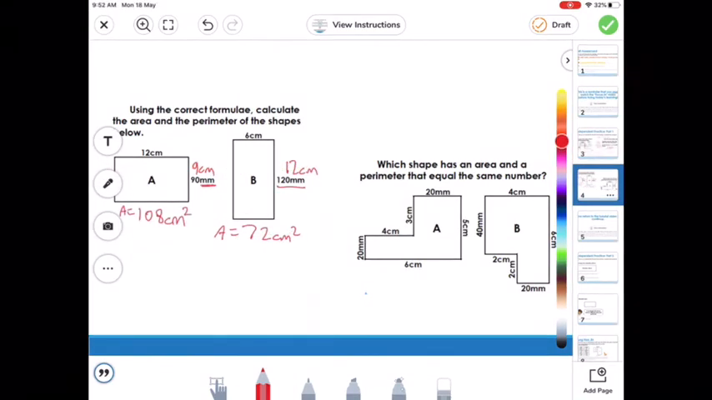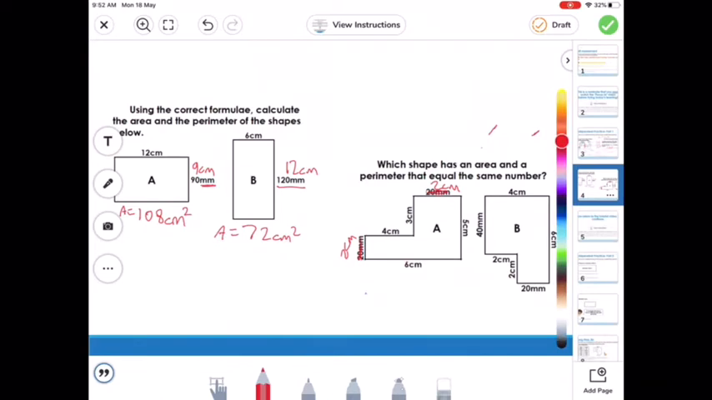Okay, which shape has an area and perimeter that equals the same number? So the first thing, I'm going to convert the millimeters to centimeters. This is 2 centimeters. This is 2 centimeters. Okay, now I'm going to work out the perimeter. Remember, the perimeter is around the outside. Walking around the outside, I'm adding up as I go.